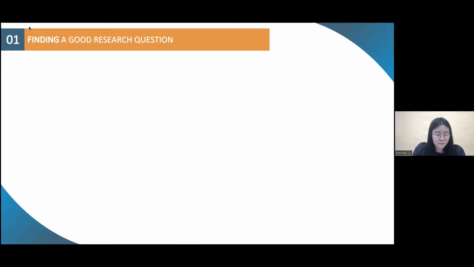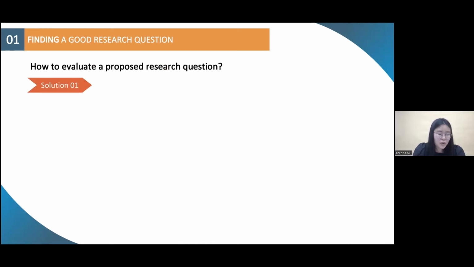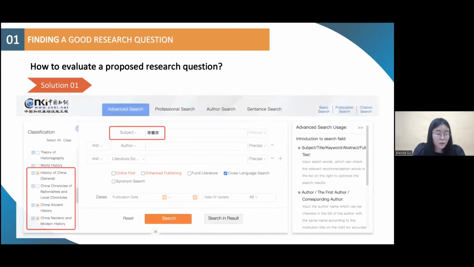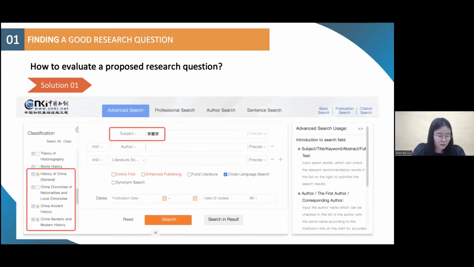Well, then let's come to the second question: how to evaluate a proposed research question in the CNKI database. What if I already have a research question in hand? And how can I know if it is a hot research topic? Well, a simple solution would be to do a visual analysis. Let's take Song Huizong as an example.